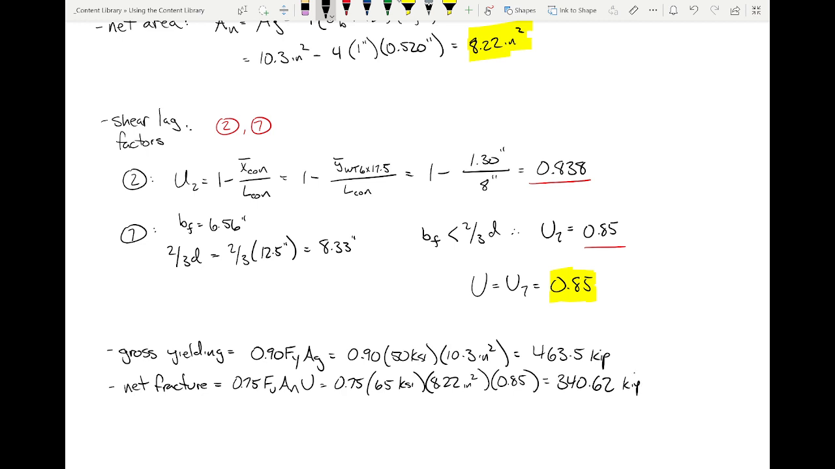Yes? Why do you have to cut down the net area more than the gross area? That's a great question. You're talking about the phi values? So the question was, when we're computing our limit states, why do we have a resistance factor of 0.9 for yielding and 0.75 for fracture? The answer is what they represent. What happens if you exceed gross section yielding? Like in reality, what happens? Permanent deformation. So the member gets longer.